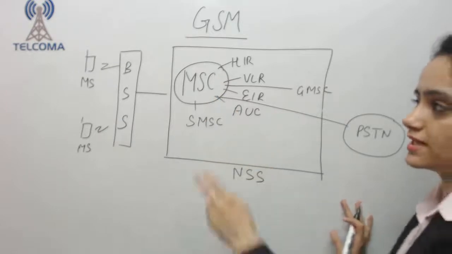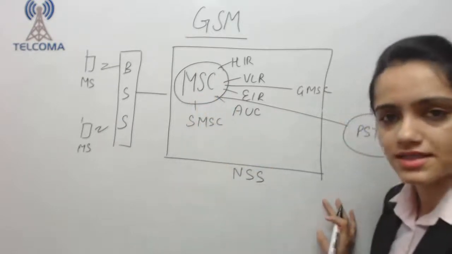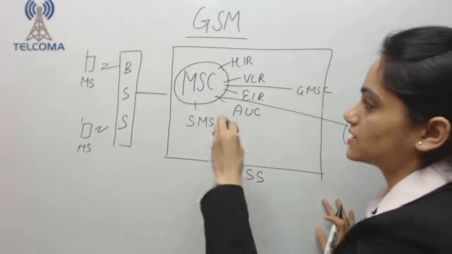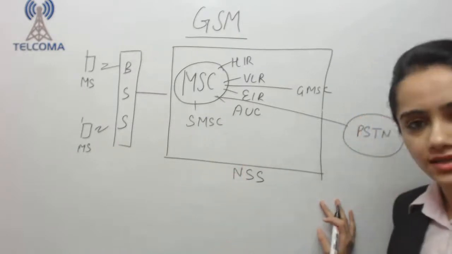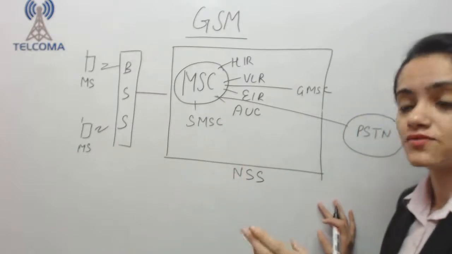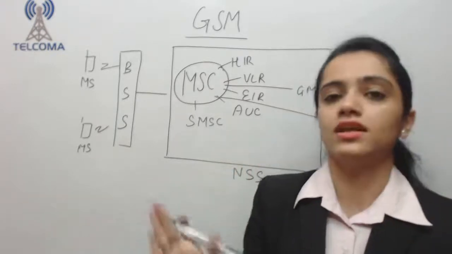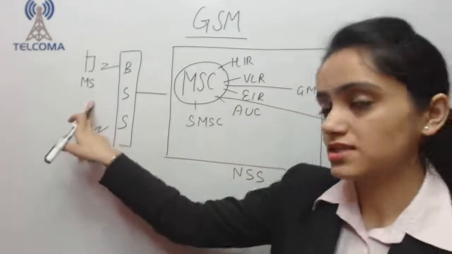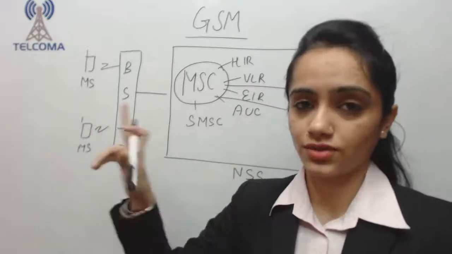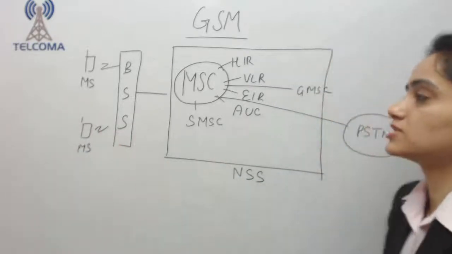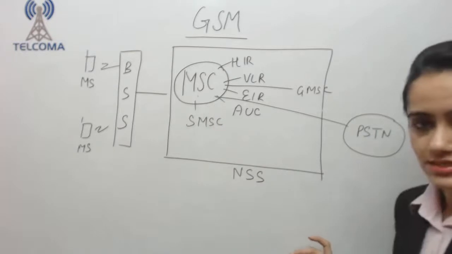Now as we know, MSC is the center controller of the network, so it has to process each and every signal. It has to route calls. That's why it's called switching, because it has to route a call from one person to another person, because my mobile station does not have any information about where to route the call. The routing information is there in the MSC.